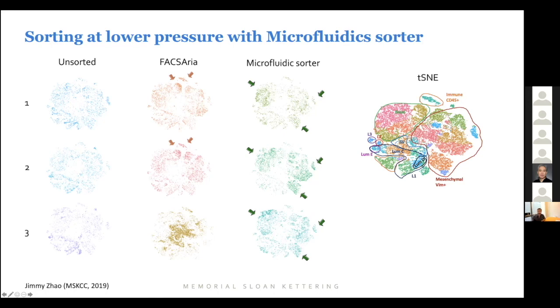And these are operated at less than 3 psi. These were operated around 12 to 20 psi. So no impact. And the big difference is that here we sorted everything within 5 minutes, compared to the microfluidic sorter that took about an hour. But again, in terms of viability, we still maintained the same viability.